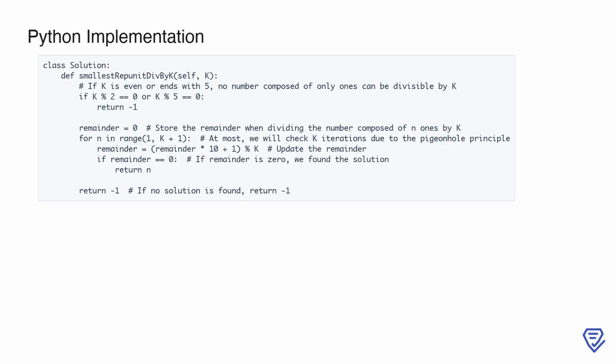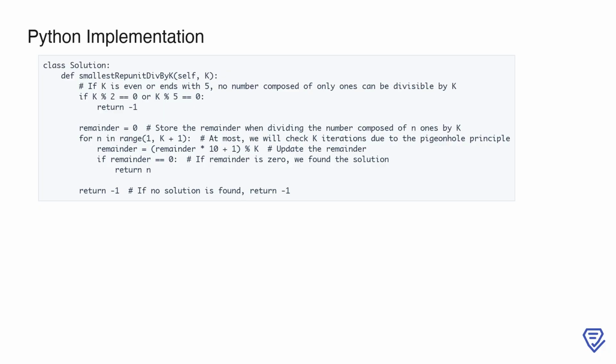Next, we initialize remainder to 0. This variable will store the remainder of the division of a number composed of n 1s by k. By iterating from n equals 1 to n equals k, at most k iterations, we construct the number composed of n 1s dynamically using the formula remainder equals (remainder * 10 + 1) % k. This formula efficiently computes the remainder without creating the full number, which avoids memory and computational overhead.